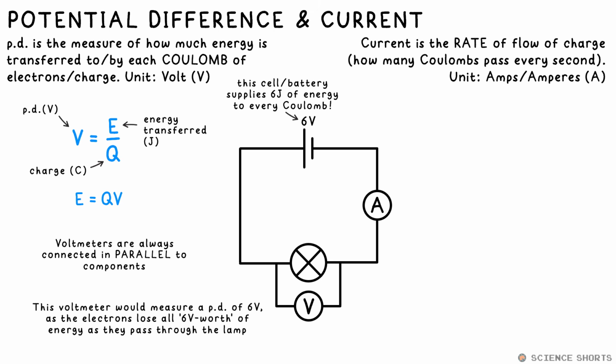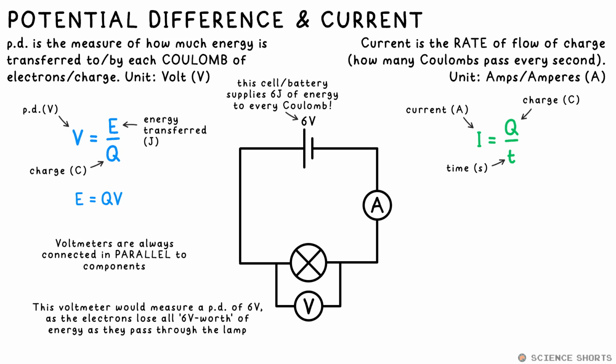Current, on the other hand, tells us what the rate of flow of charge is. Essentially, how fast charge is flowing through the circuit or a component. Like any equation for a rate, it's something divided by time. So here, current in amps equals charge in coulombs divided by time in seconds, or I equals Q over T. Yes, we use capital I as the symbol for current, not C.